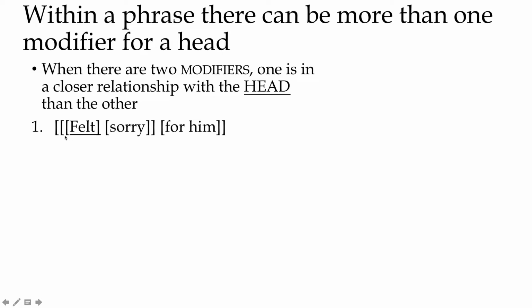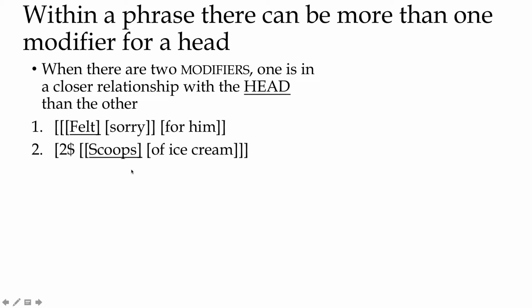So in the verb phrase "felt sorry for him," I've got "felt," which is the head, and then two modifiers, "sorry," how I felt, and "for him," for whom I felt sorry. So "sorry" is actually in a much closer relationship with "felt," sort of inalienably linked to "felt." I had to feel something. "For him" is a little bit more like extra information. "For him" modifies not just how I felt. I didn't feel just for him, but I felt sorry for him. "For him" tells me for whom I felt sorry. It modifies this combination of "felt" and "sorry."